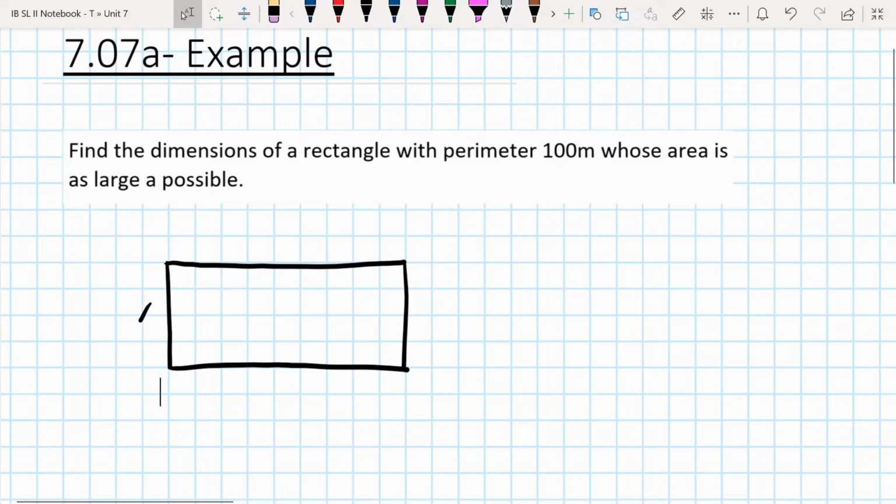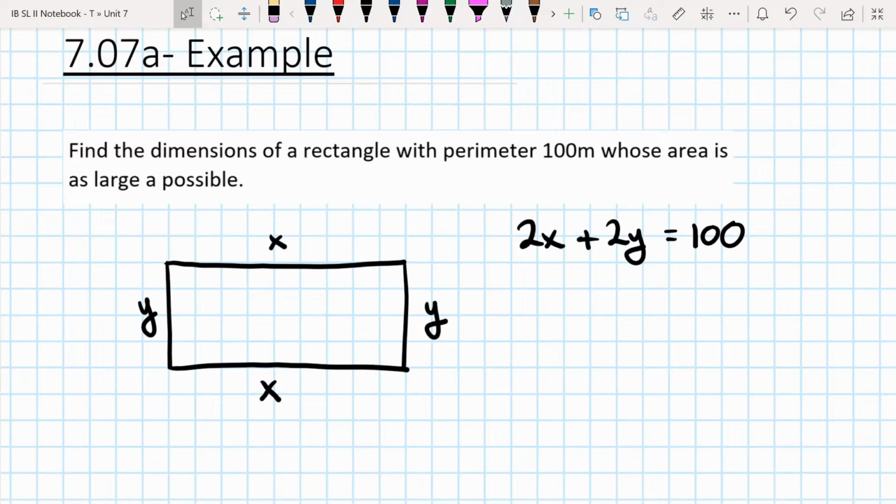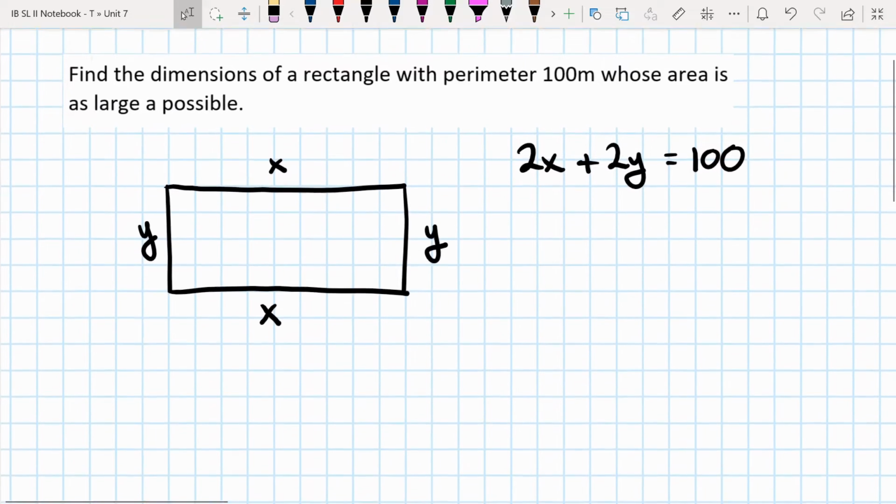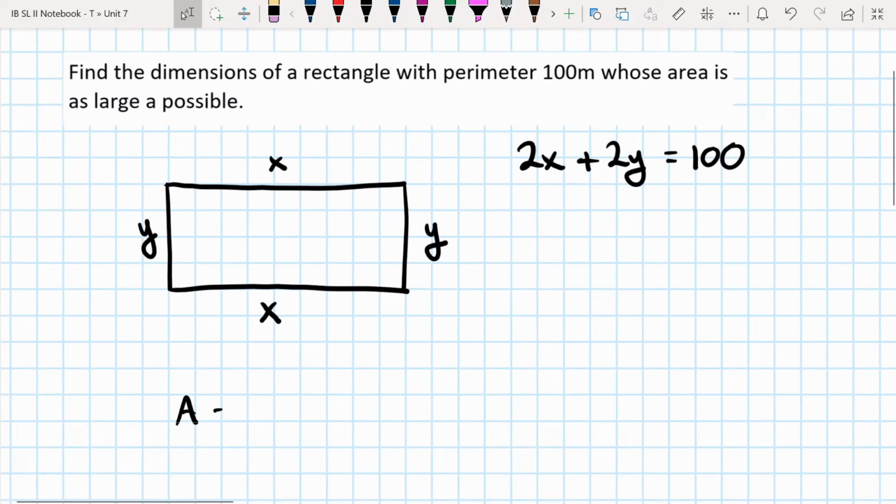So for the rectangle, we know these sides are going to be the same. Let's call these sides y. And we know the top and the bottom are also going to be the same, so these are x's. If the perimeter is 100 meters, the sum of all the sides, 2x plus 2y, is equal to 100. We also know the area of this rectangle is x times y, the base times the height. So the problem here is the equation we want to optimize, because we want to find the largest possible area, is in terms of two variables.